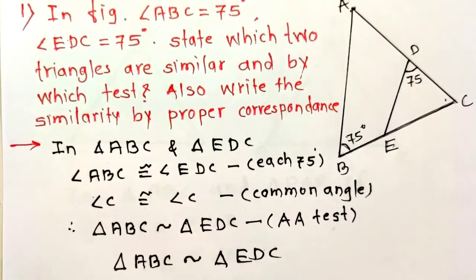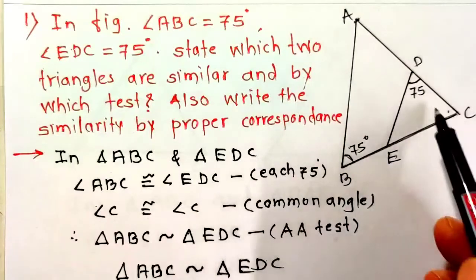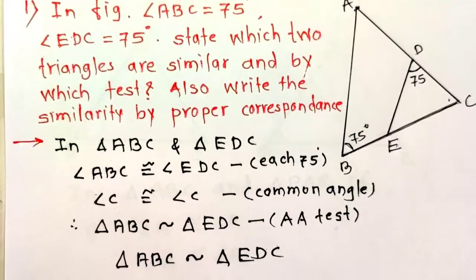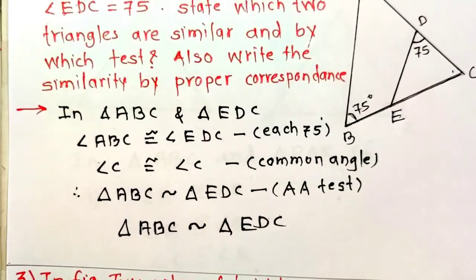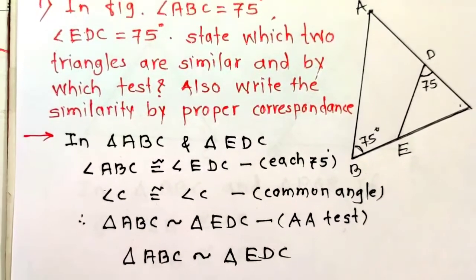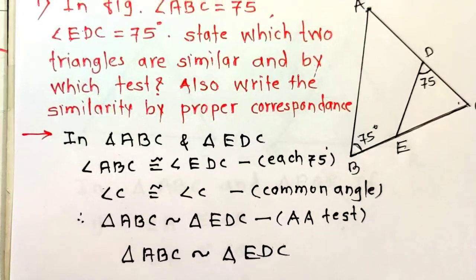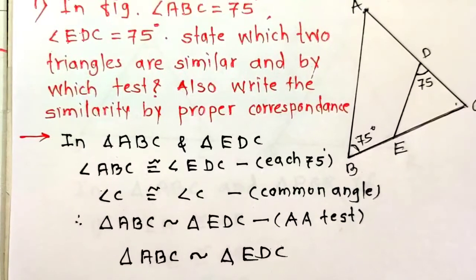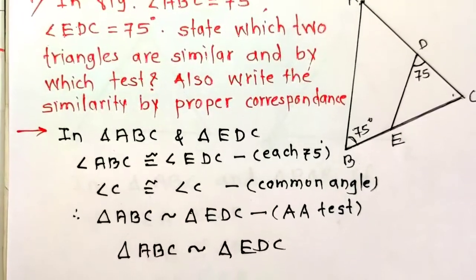So let us see that sum number 1. Here the figure is given. In that figure B is 75, D is 75, and C is the common angle. So by AA test, these two triangles become similar, and by this correspondence ABC corresponds to EDC, we can write these triangles are similar. So that is the one-to-one correspondence between these two triangles. So here this first sum is completed. Now let us see the next sum, the third sum.